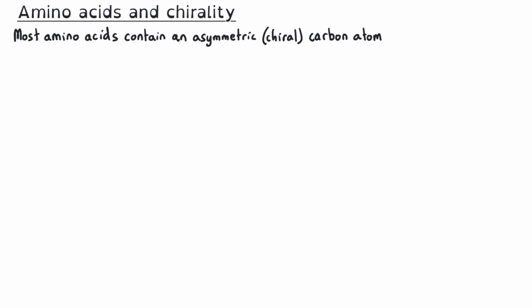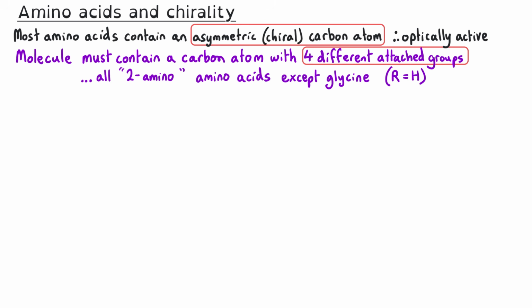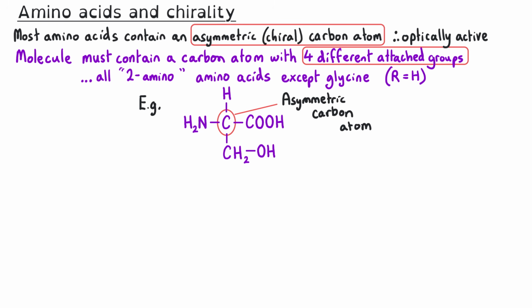Most amino acids contain an asymmetric carbon atom, sometimes called a chiral carbon atom, and this means that they will be optically active. Remember, an asymmetric carbon atom has 4 different groups attached to it, which applies to all 20 amino acids, except for glycine, where the R group is a hydrogen atom. Exam questions sometimes show a molecule, for instance serine, and command you to circle the asymmetric carbon atom. And so that would be this second carbon atom that I'm showing circled here.